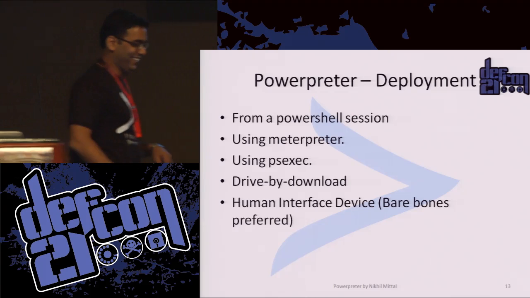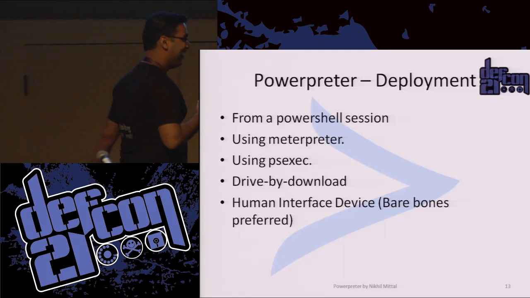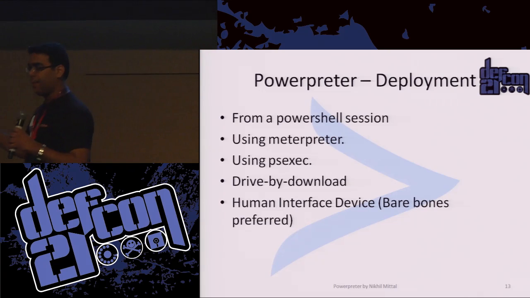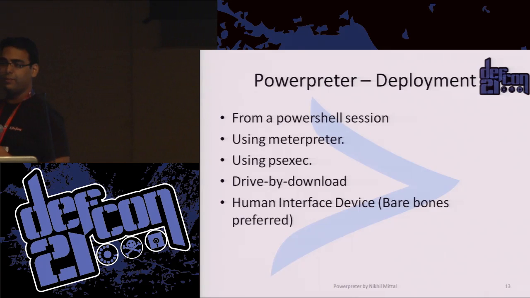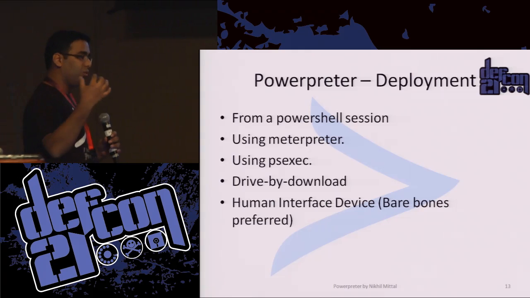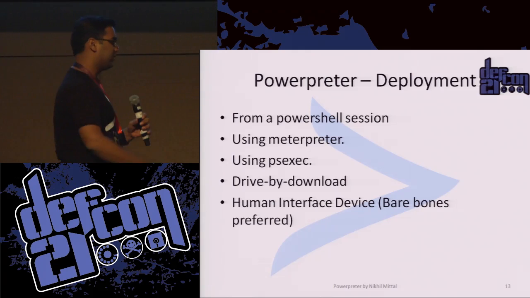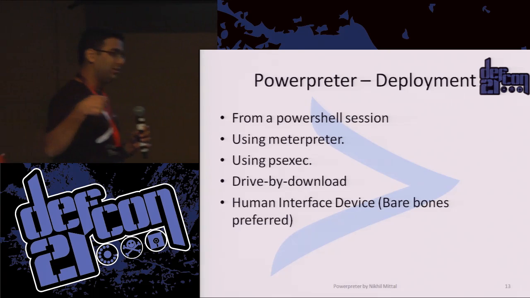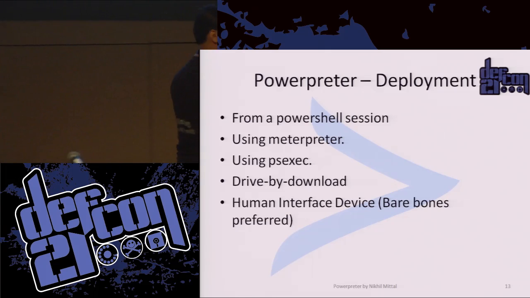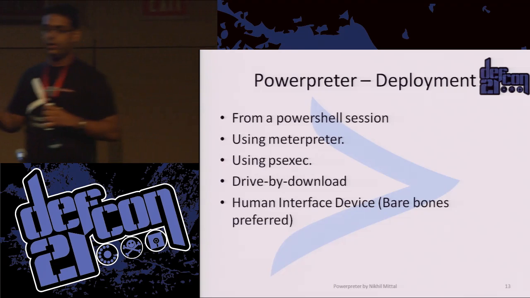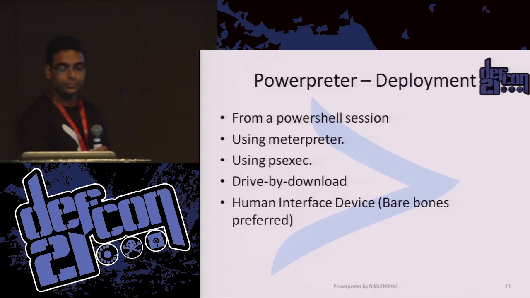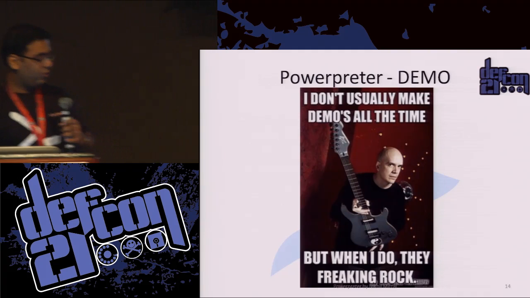Okay, so PowerPreter could be deployed using drive-by downloads. We'll use an HTML application which will execute VB code, which in turn would download PowerPreter from a server and execute it. And we can also use a human interface device, because I love to insert HID things into everything. So select a couple of functionalities and run them from your HID device. So let's get down to demos.